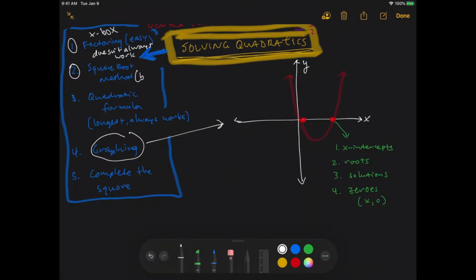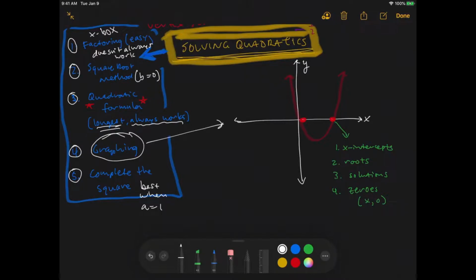This works when b is equal to 0, so it's a very specific case. Number 3, I'm going to put some stars by this one: the quadratic formula. This one always works. It is the longest method, but it always works. Number 4, I'm going to show you guys the graph, and then number 5, completing the square. This is best when a is equal to 1, and it helps you get into the vertex form.